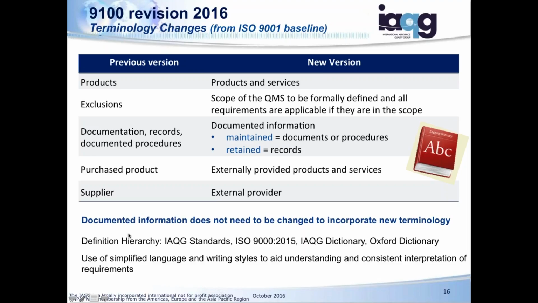Down at the bottom, sometimes I get a question about the hierarchy of definitions. So here's what it is. First, if there's a definition within the standard, obviously that's the definition to use. If it's not defined within the standard, then we use ISO 9000. Next would be the IAQG dictionary, which is a combination of the standards as well as ISO 9000. And then if it's not defined in any of those, you default to the Oxford English Dictionary.